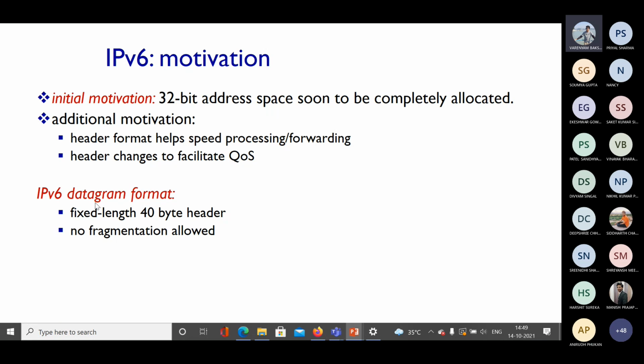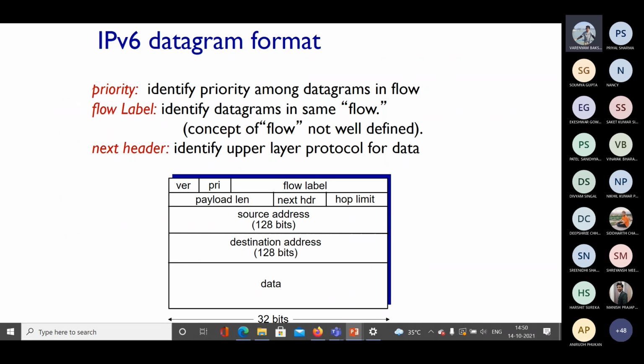Now, what is the datagram format for IPv6? You have a fixed 40-byte header, and there is no fragmentation in this case in IPv6. Given these properties, let us see what the IPv6 datagram format looks like.